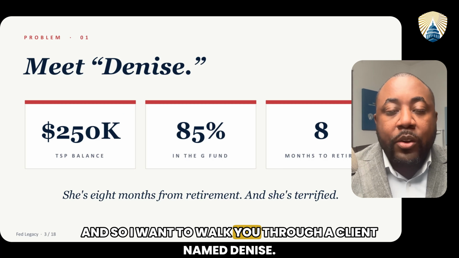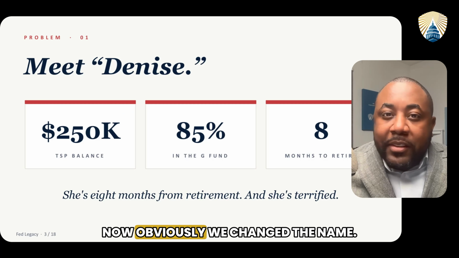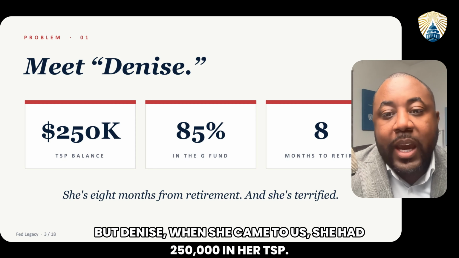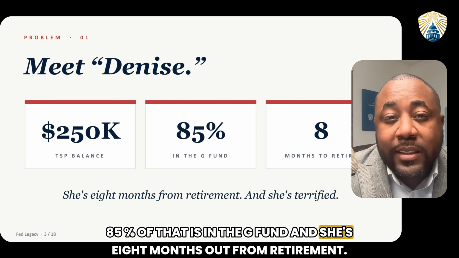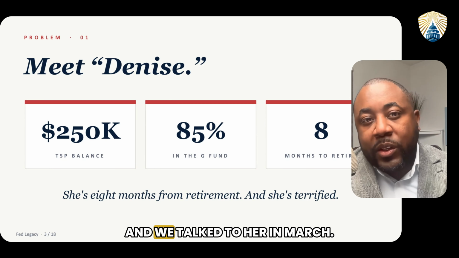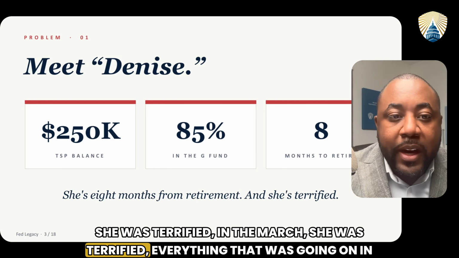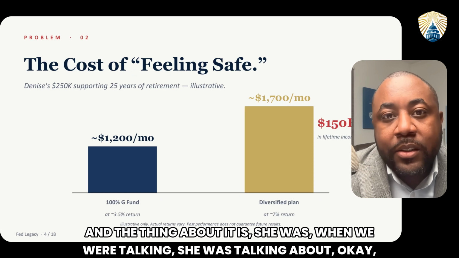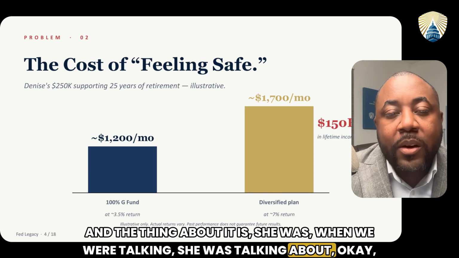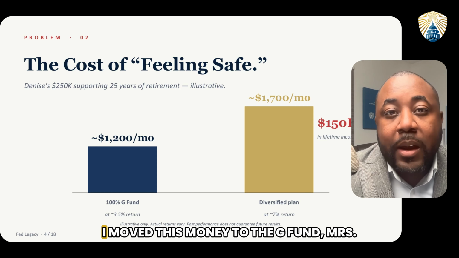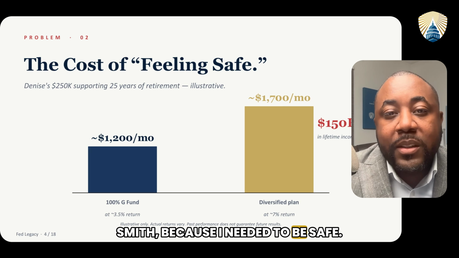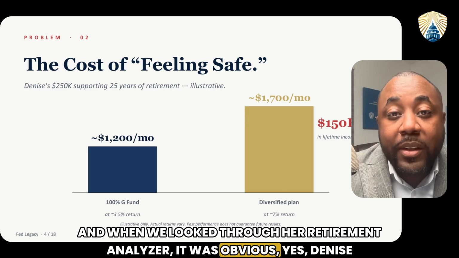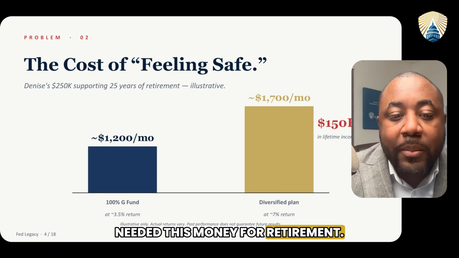I want to walk you through a client named Denise. Obviously, we changed the name. When she came to us, she had $250,000 in her TSP, 85% of that in the G fund, and she was 8 months out from retirement. We talked to her in March, and she was terrified of everything going on. She said, I moved this money to the G fund because I needed to be safe, because I need it for income. When we looked through her strategy and her retirement analyzer, it was obvious Denise needed this money for retirement. So we ran her numbers.